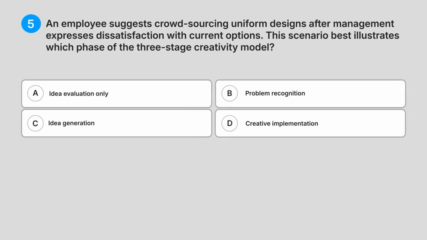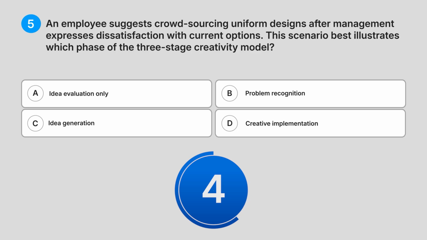5. An employee suggests crowdsourcing uniform designs after management expresses dissatisfaction with current options. This scenario best illustrates which phase of the three-stage creativity model? A. Idea evaluation only. B. Problem recognition. C. Idea generation. D. Creative implementation. Can you guess the answer?